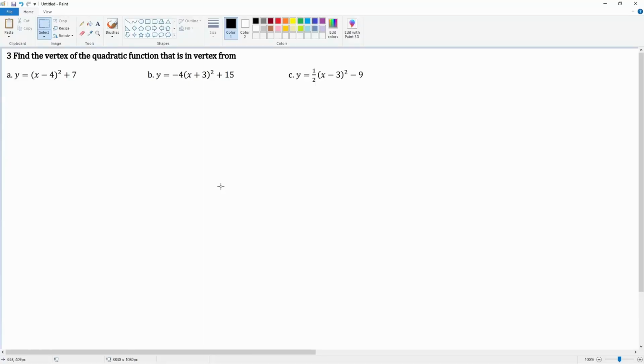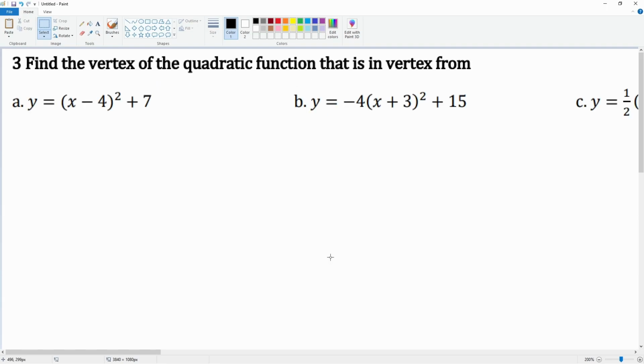Number 3, it says to find the vertex of the quadratic function that is in vertex form. So to do this, we have to first understand what is vertex form. Vertex form of any quadratic is written as a parentheses and x, then there is a minus h, squared, and then you're going to plus a k. In this vertex form, we can get the vertex, and it is in the format of h comma k.